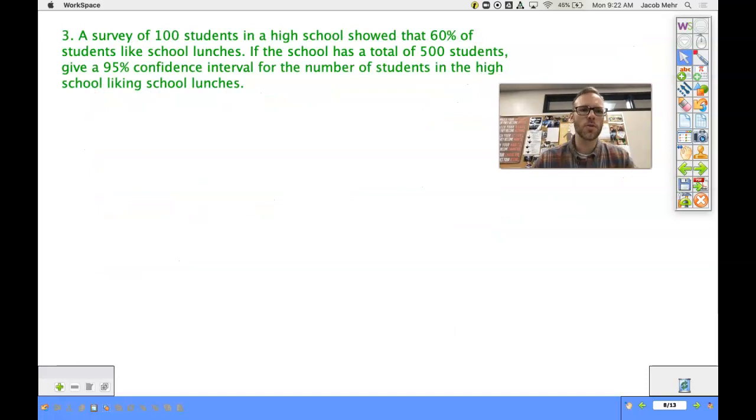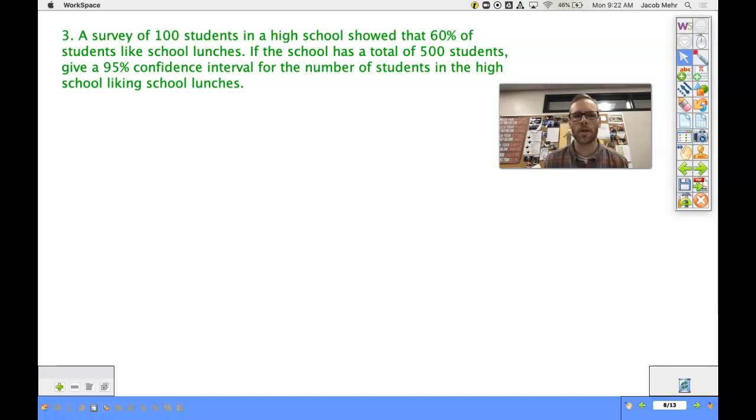A survey of 100 students in a high school showed that 60% of students like school lunches. If the school has a total of 500 students, give a 95% confidence interval for the number of students in the high school who like school lunches. So we surveyed 100 of them. We've used this school lunch example many times, right? Instead of talking to all 500 students, we do a survey of 100. We've made sure that the survey doesn't have bias, all those types of things.